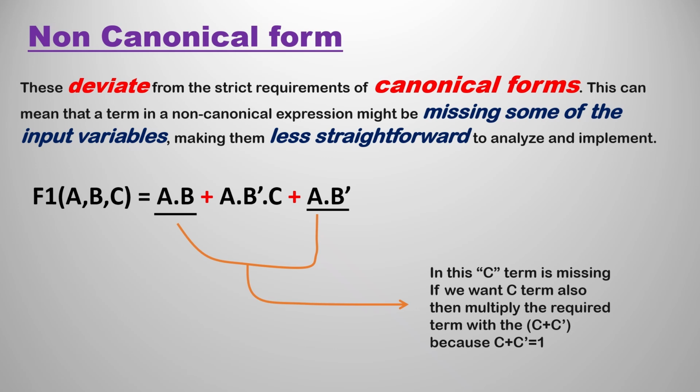In the third term also we have only two variables, but the second term is fine. Whether it is in the complement form or the true form, it should present three variables in every term. So here the c term is missing. If we want the c term, we can multiply the required term with c plus c bar, because we know from Boolean algebra that c plus c bar is equal to 1. If you don't know the basics of Boolean algebra, check out the video I am giving in the description.